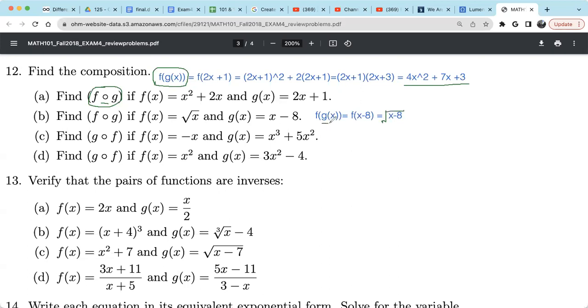So f composed with g is f takes g as input. And g is defined as x minus 8. And what function f does? Function f square root the input.